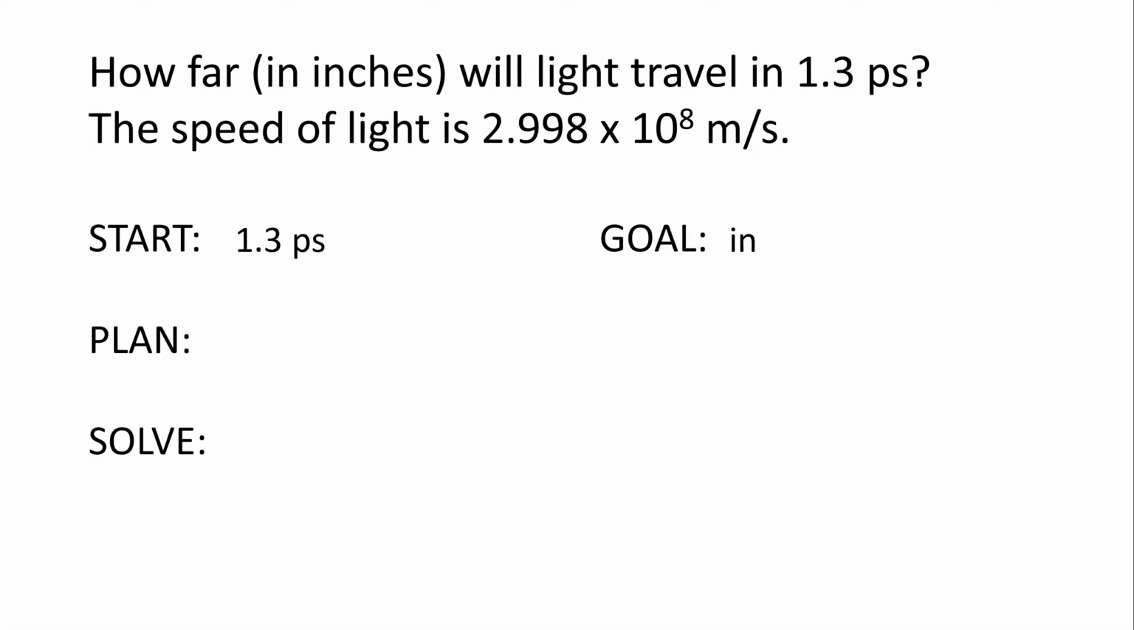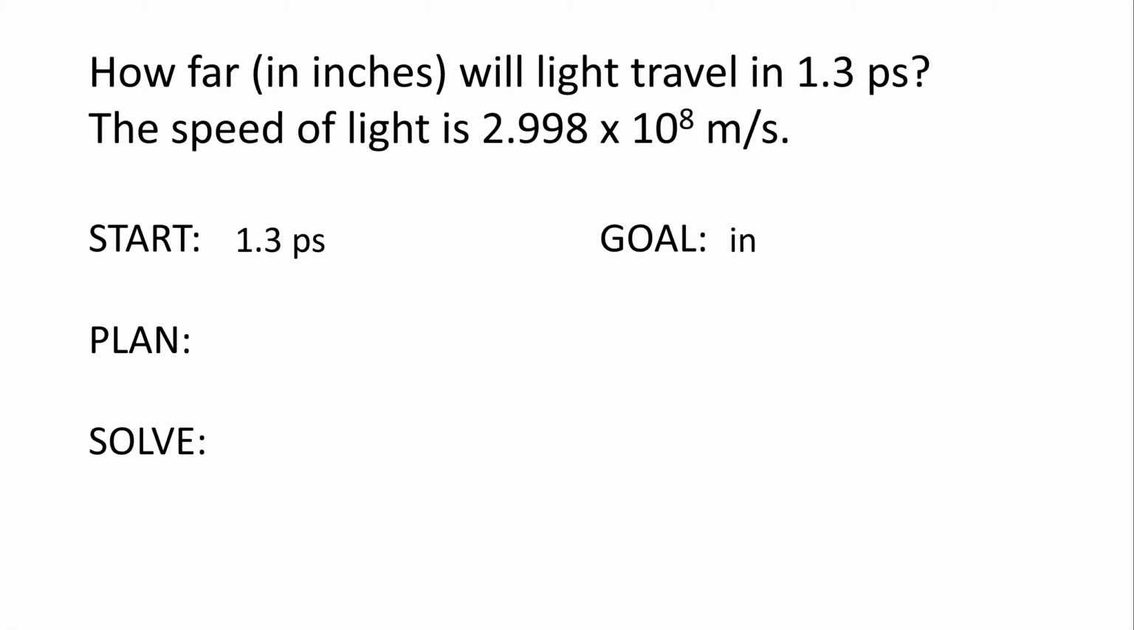Okay, so we are going to start with the time. We're given a time constraint, 1.3 picoseconds, and we're asked how far. We want a distance. And in this case, you didn't get to decide what that unit was. I told you we wanted that unit in inches. So we need to find a way to convert from a time unit, picoseconds, into a distance unit of inches.